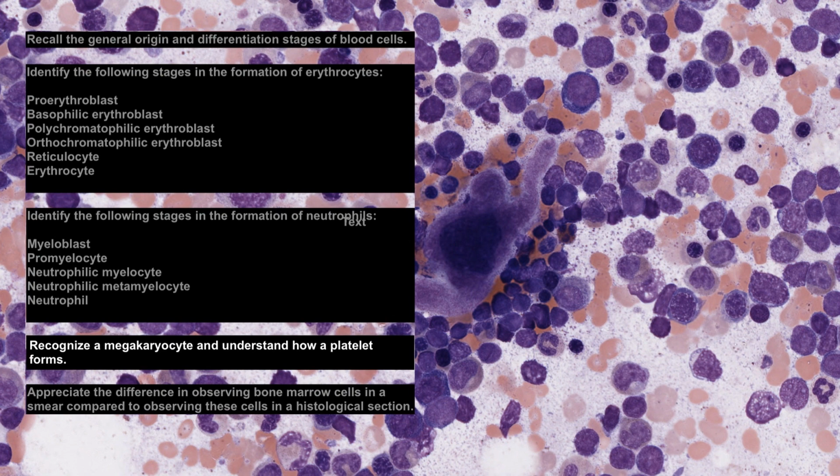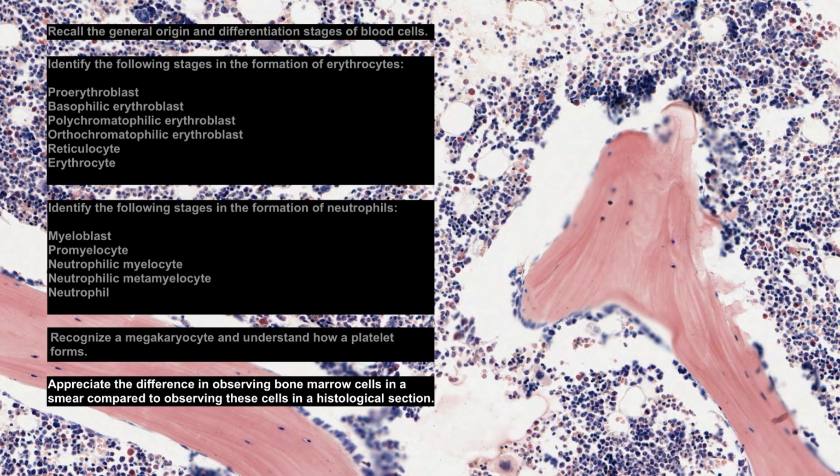Then be able to recognize a megakaryocyte and understand how a platelet forms. And finally, appreciate the difference in observing bone marrow cells in a smear compared to observing these cells in a histological section.